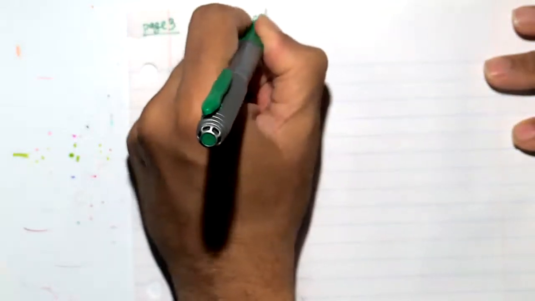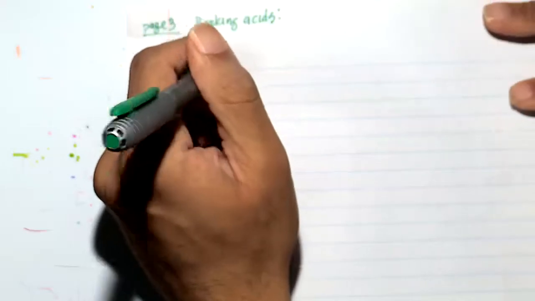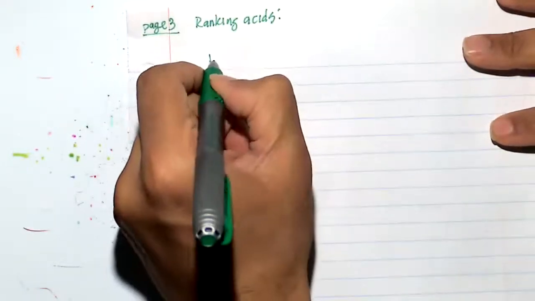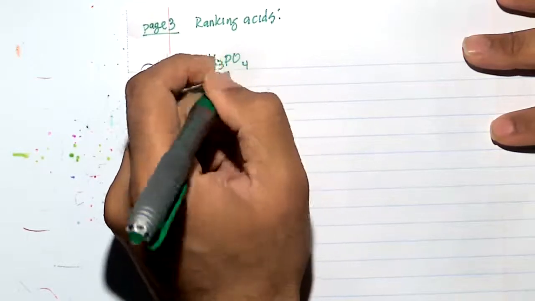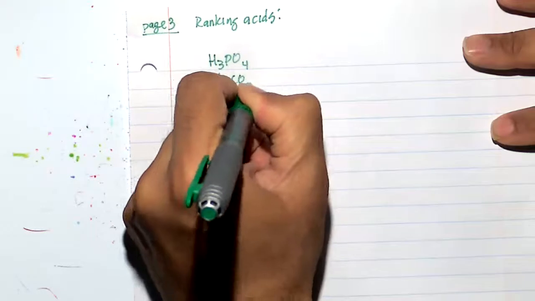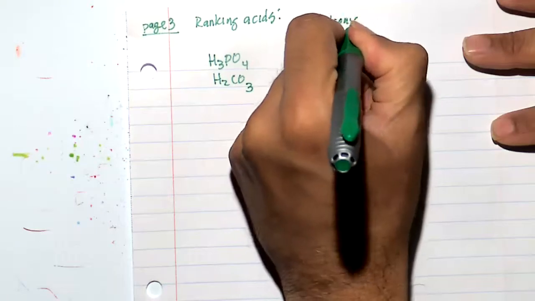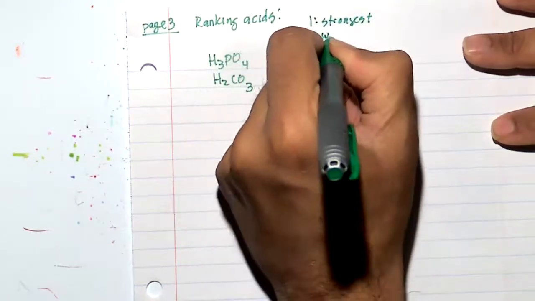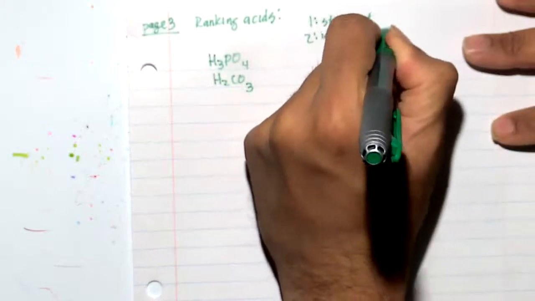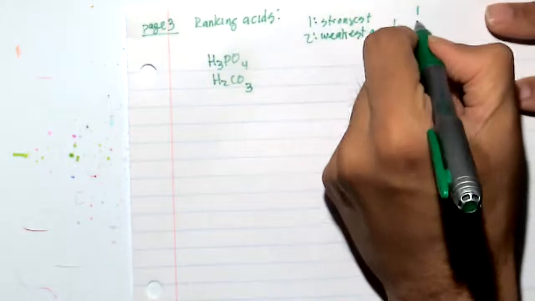All right, there's a section on the exam where you have to rank acids. So, ranking acids. As an example, which is the stronger acid, H3PO4 or H2CO3? Okay, so here you want 1 being the strongest acid, and then 2 being the weakest acid. Like that, you can go all the way up to 5. So rank them 1 to 5.